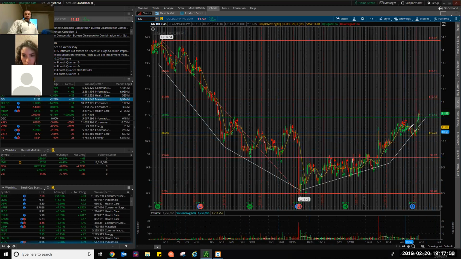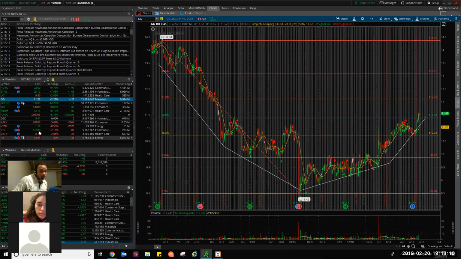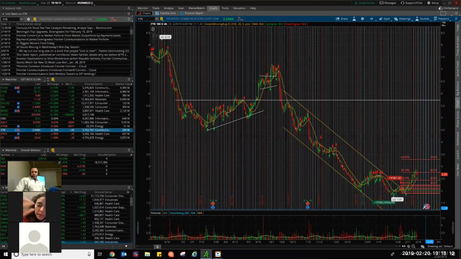Right now, this stock right here, I alerted this stock right above here, and then it went up, and then it dropped, and now it's going back up. Another stock that I traded, and I actually lost on this stock.